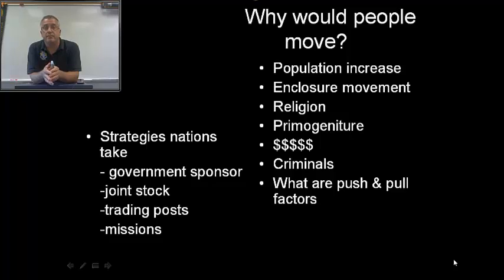Okay, different methods they take. The Spanish take a direct approach, government sponsorship, where they directly fund colonization. The problem with this is if something goes wrong, they directly lose those funds also. So it's an expensive approach and a risky one, and it kind of strangled the Spanish Empire. And we'll discuss that briefly also in class.